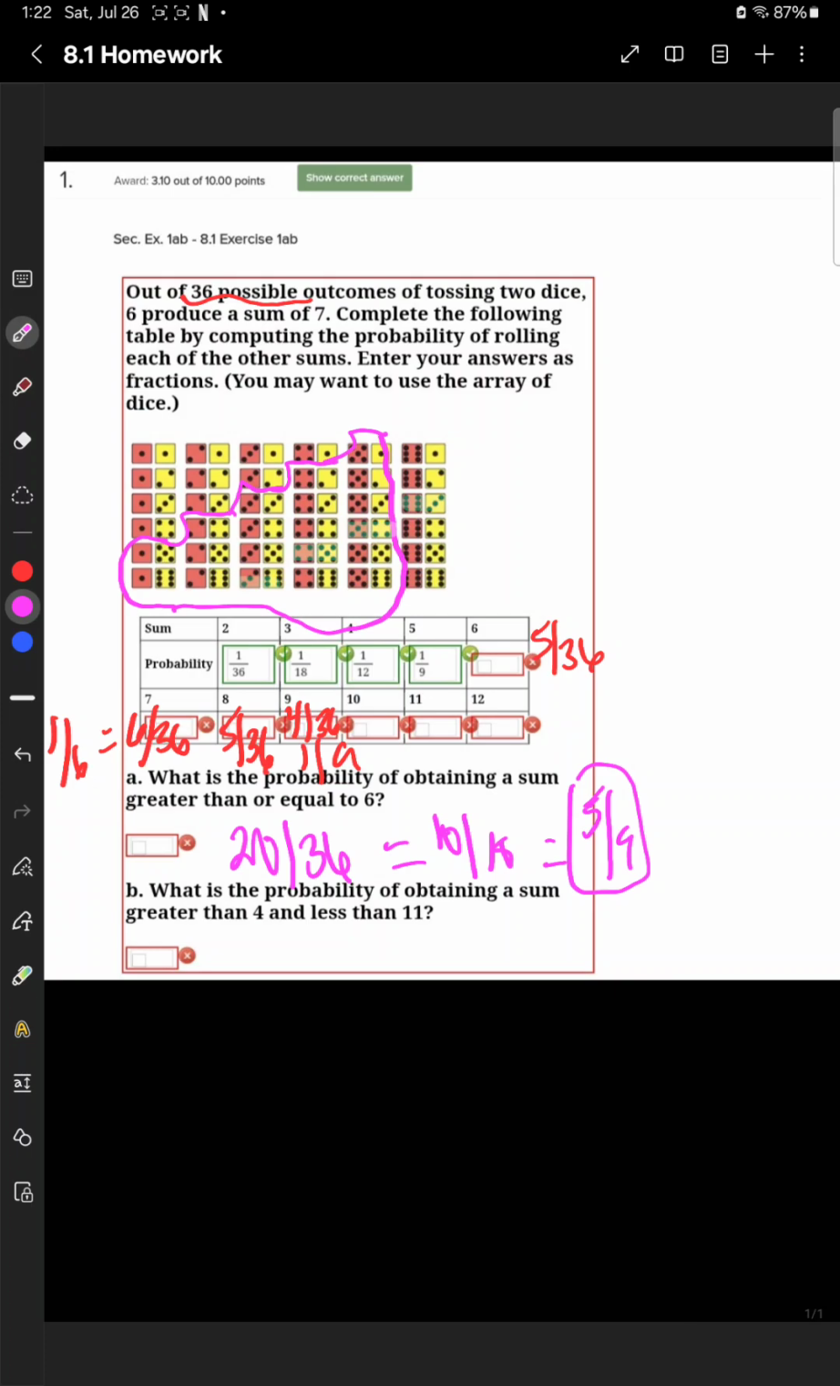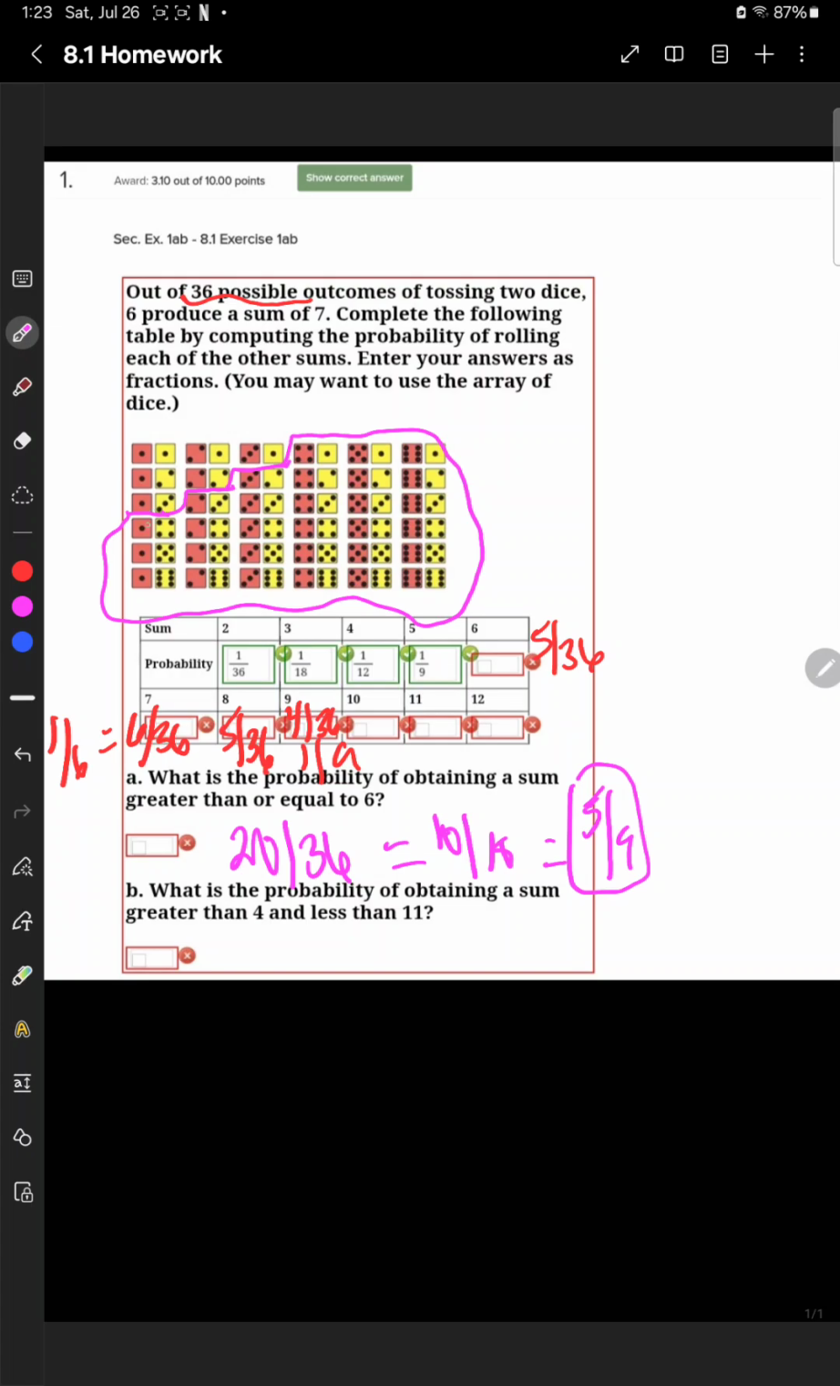Next is, what is the probability of obtaining a sum greater than 4 and less than 11? So again, think about your boundaries. Now we're looking for greater than 4, less than 11. Greater than 4 means it cannot be 4. So it starts here, and again, can't be 4. So we're here, bigger than 4, bigger than 4, bigger than 4. So these are all the numbers.